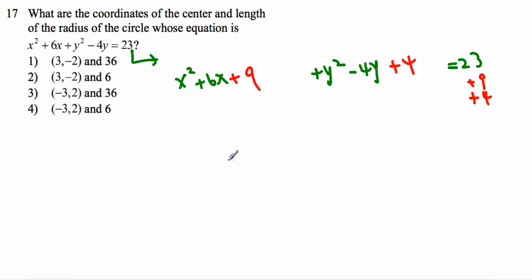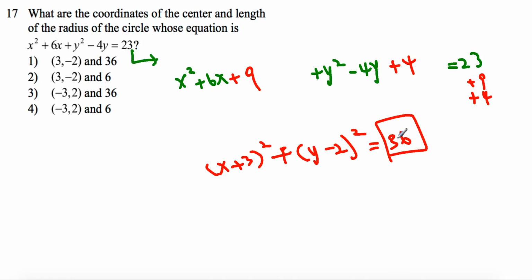Then we end up getting x plus 3 squared plus y minus 2 squared is equal to 36. Now that means the radius is 6, so we are looking at this one or this one. And then the center has been -3 here, and then +2 here. The choice 4 becomes the answer. All right, let's move on to the next question.